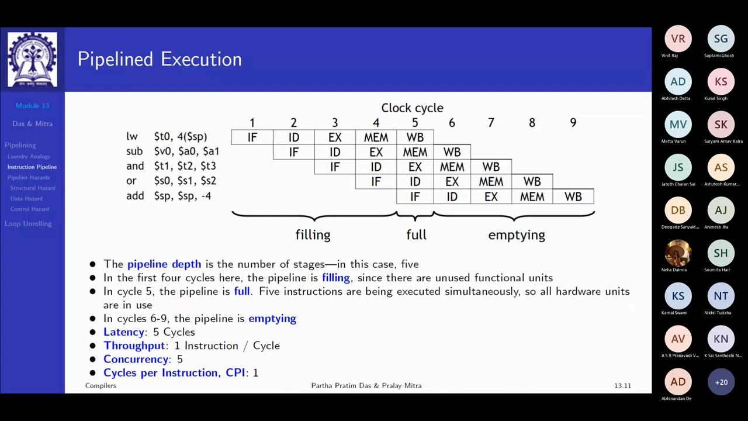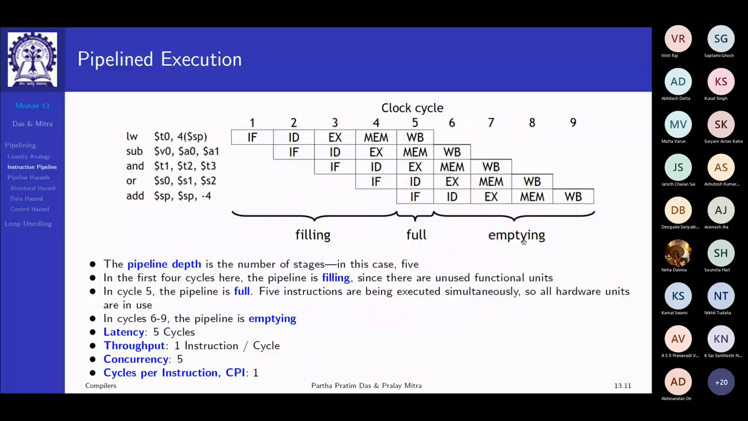Now, similar to the laundry, you can see that if I have 5 or more instructions, then I will reach a stage in the 5th cycle first, where I have the whole pipeline full. That is, all units of the pipeline from instruction fetch to write back are working. So I have a full pipeline, and the longer this full part is, the better the throughput. What I have before that is the filling part of the pipeline, and what I have after that is the emptying part of the pipeline.